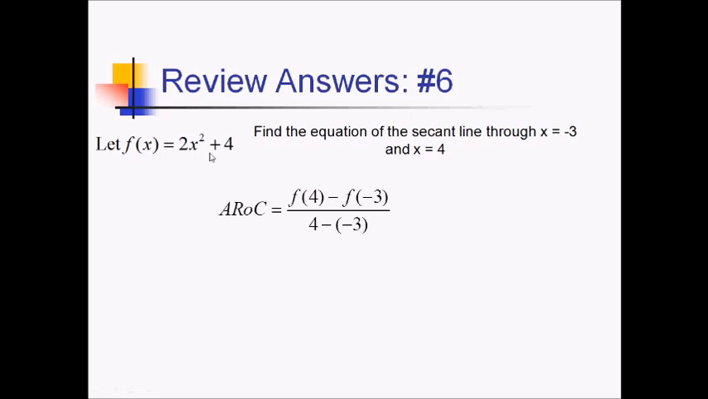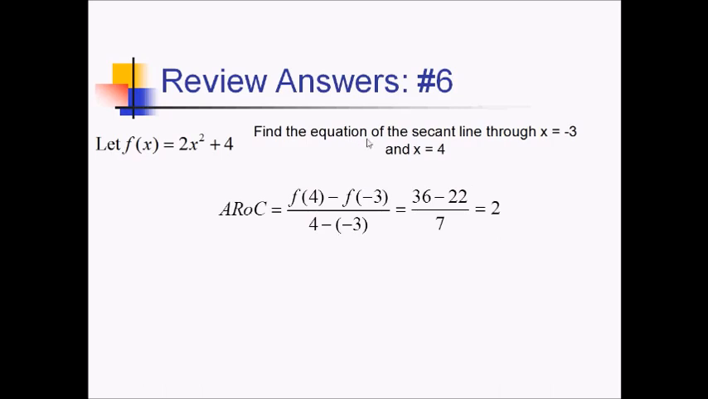F of 4, that's going to be, let's see, that's 16 times 2, so 32 plus 4 is 36. And then f of negative 3, that's 18 plus 4, or 22. So we have 36 minus 22 all over 7. That's 14 over 7, which reduces to 2.